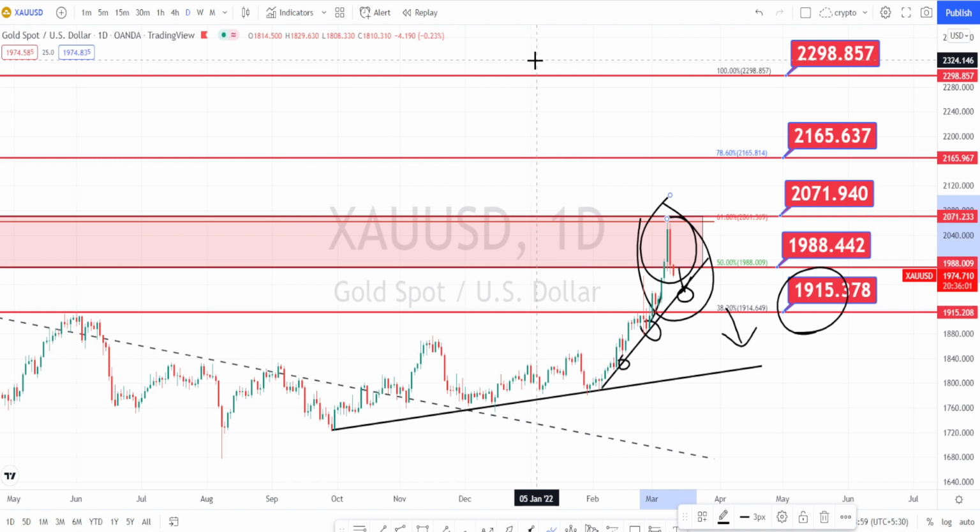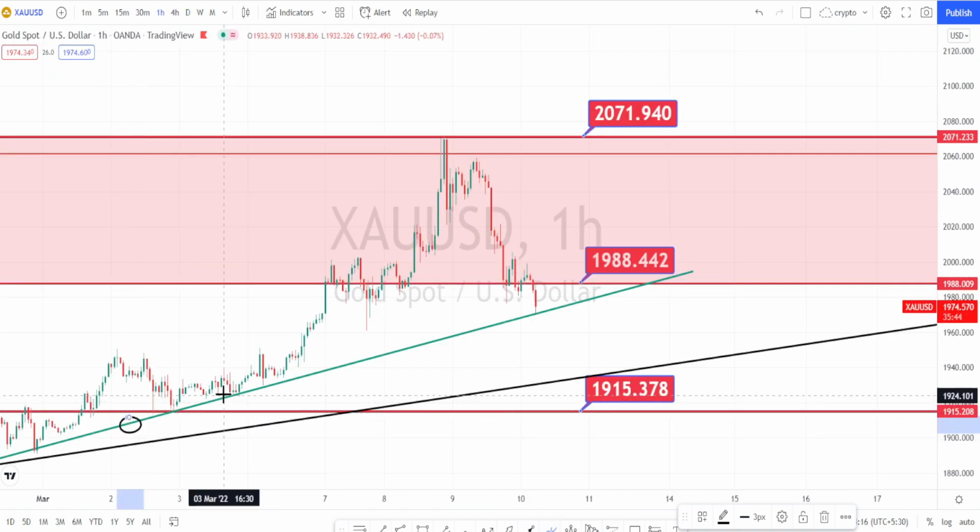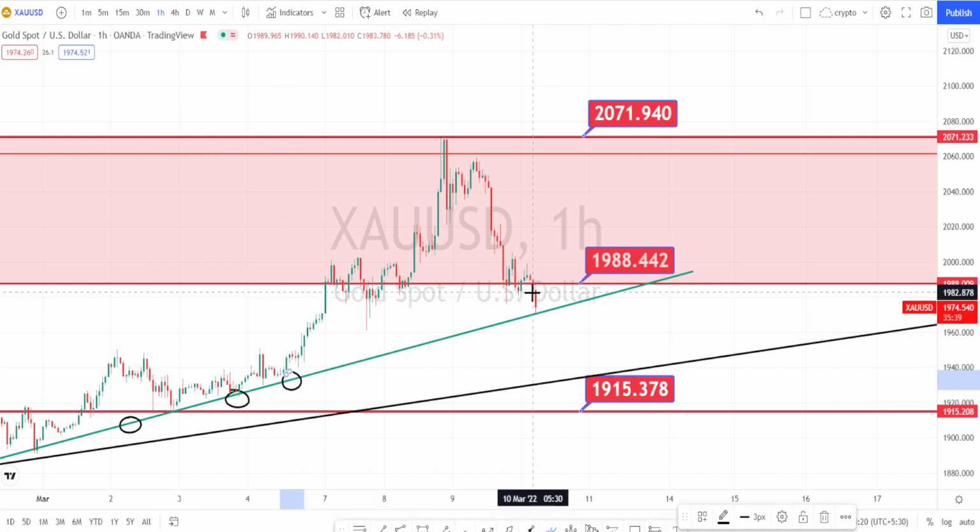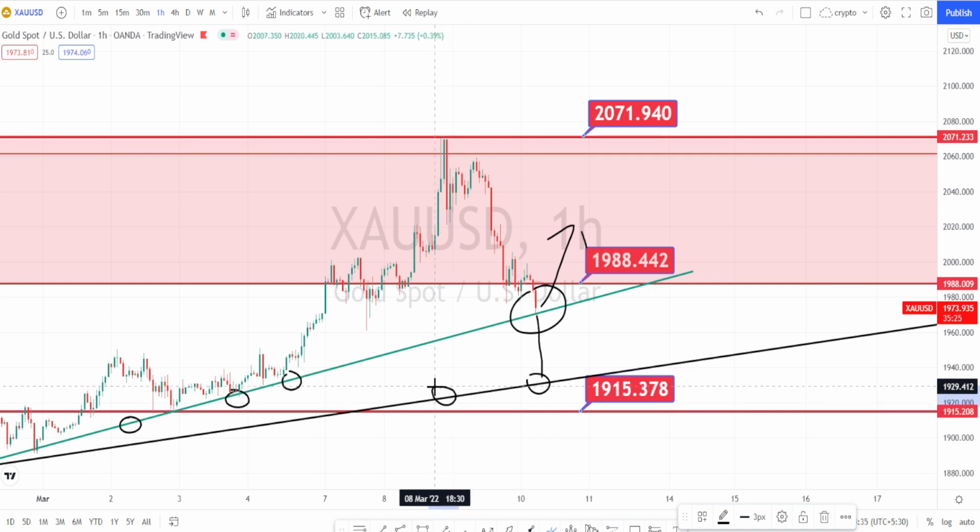Let us do the analysis in the hourly time frame. I am in the hourly time frame now. I have also marked the trend line or the support line for the hourly time frame. Here currently the price action has taken support on this trend line, and I am expecting it to bounce back on the bullish side. Even if the price action breaks this trend line, we can expect it to take support on this trend line from the daily time frame and to bounce back on the bullish side.